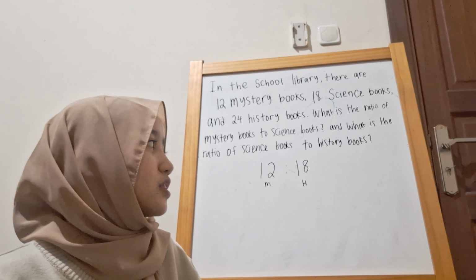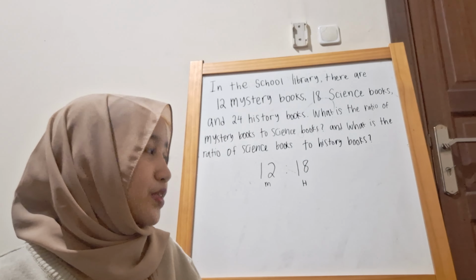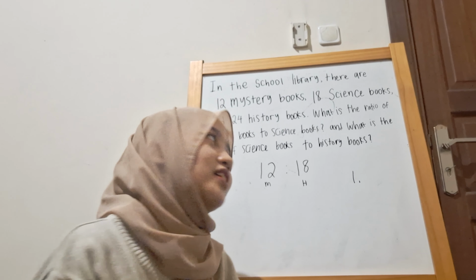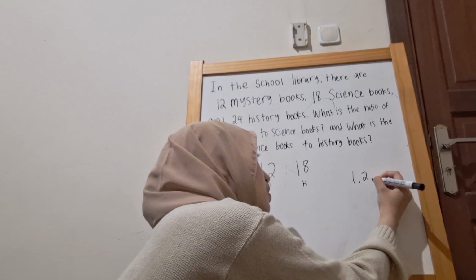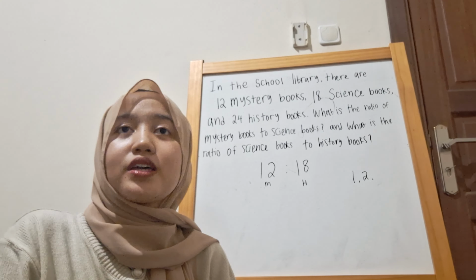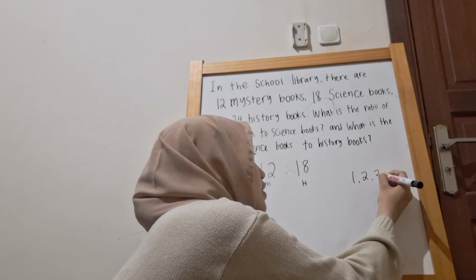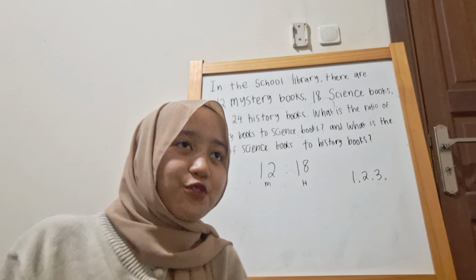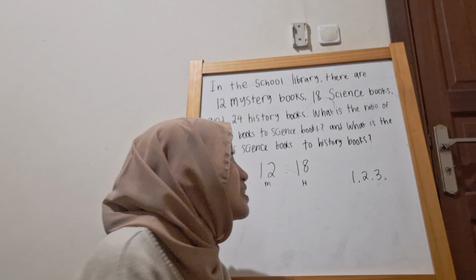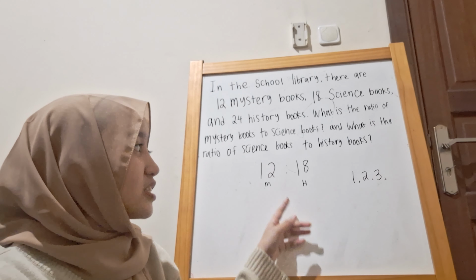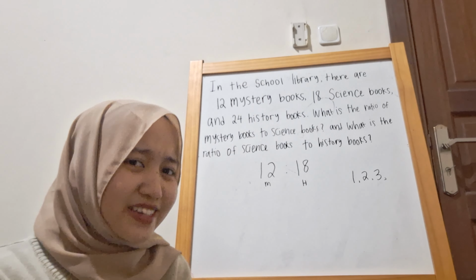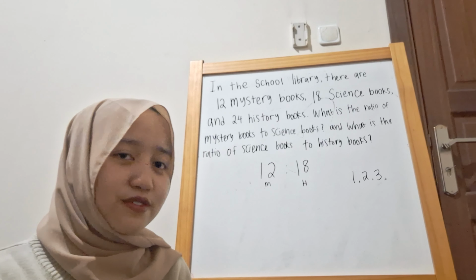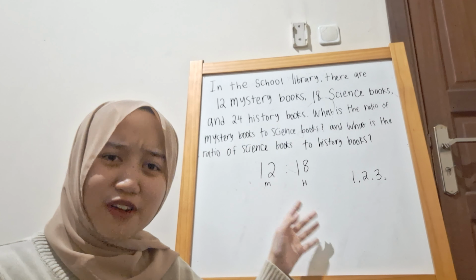Okay, what numbers can divide both of them? Okay, 1. Next. Yes, it's 2. Can 3 divide both of them? Yeah, 3 can divide both of them. Can 4? No, 4 can't. 12 can be divided by 4 but 18 can't. So, what's the next number? 5? Hmm, not both of them can be divided by 5.